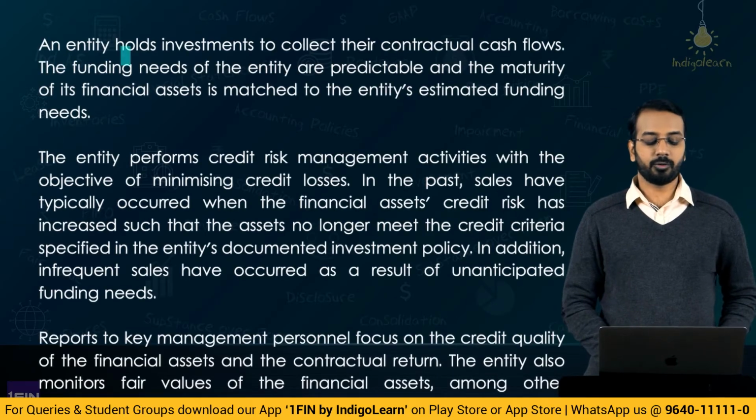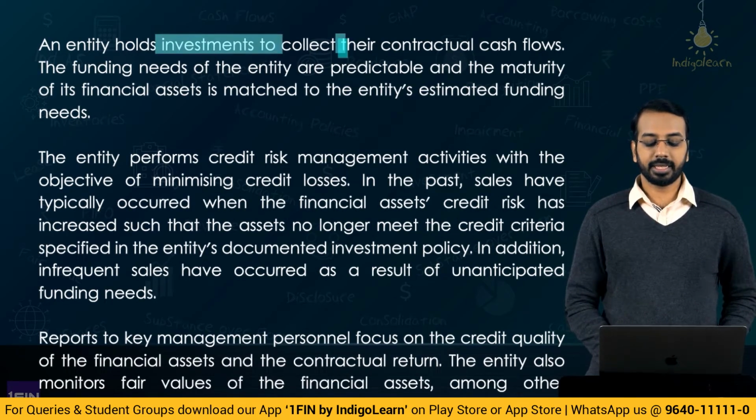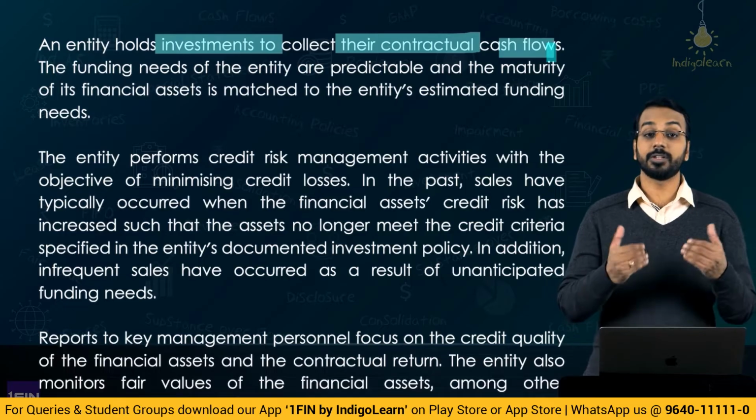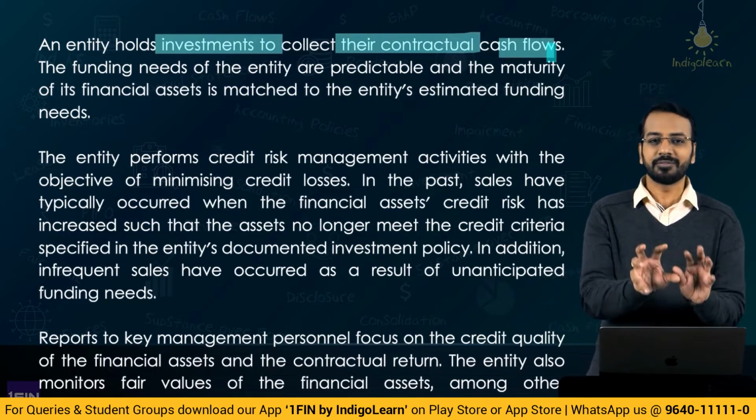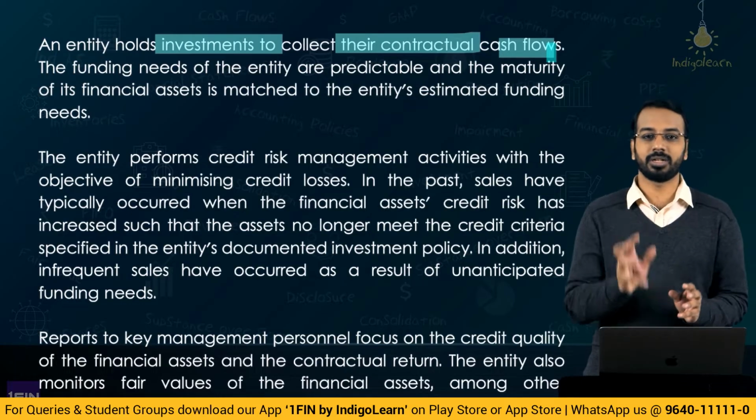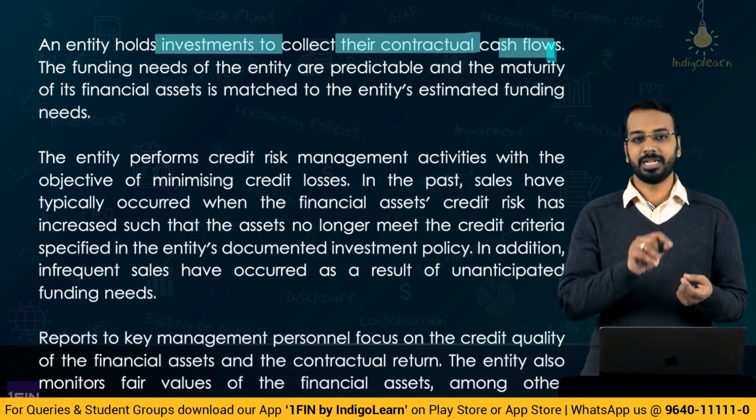Let's now have a look at a few questions and examples to understand the business model aspect of an entity. So an entity holds investments to collect their contractual cash flows. So the investment is held for what? To collect the contractual cash flow. What are these contractual cash flows? If it is, for example, a debt instrument, the contractual cash flow will be the principal and the interest, right?